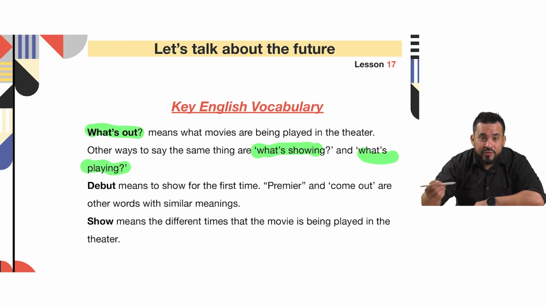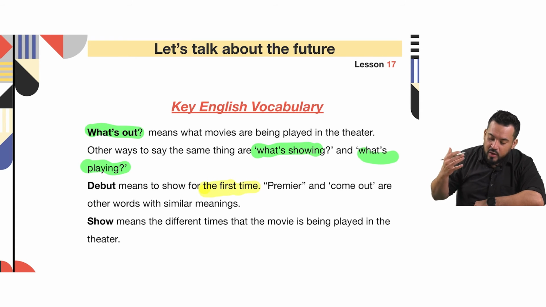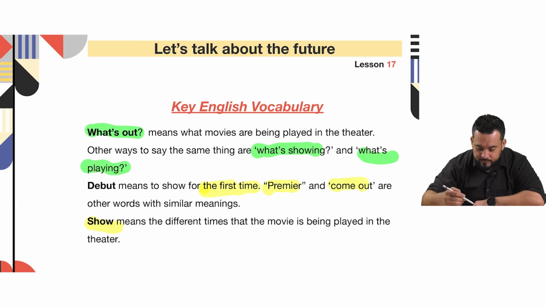Okay. Next one we have debut. Notice the pronunciation. The T is silent. We don't say debut with a T sound. It's just debut. What's debut? It means the first show. The first show is called a debut. It's also called a premiere. But debut is the most used, or premiere. Okay, a premiere or a debut, that is when you play something for the first time, like the movie being played for the first time, or a play. A show means the different times the movie is being played in the theater.